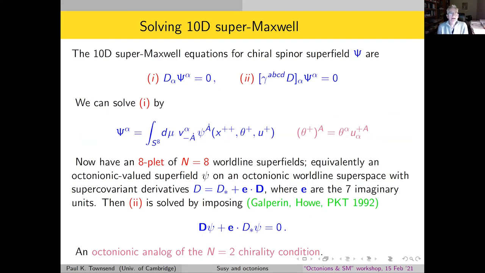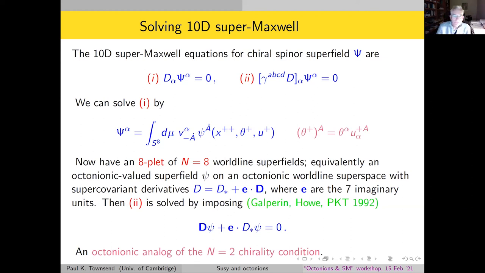We can solve the 10-dimensional super-Maxwell. So again, there are two equations you have to solve. One is this one here, which is basically what's containing the dynamics. And there's another one here too, which is essentially putting some constraints. Now you can solve, of course in 10 dimensions, you can't really separate out the constraints and dynamical and non-dynamical ones. But anyway, that's roughly the idea. Then you can solve the first one exactly as before in the same way.